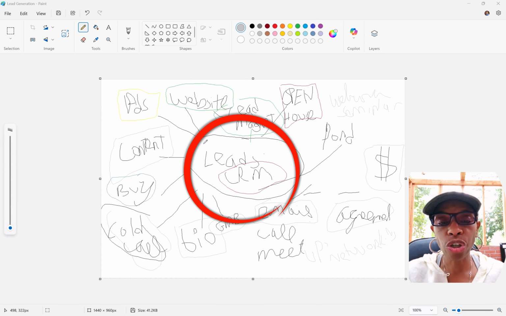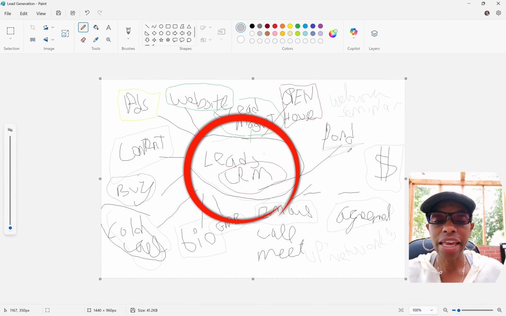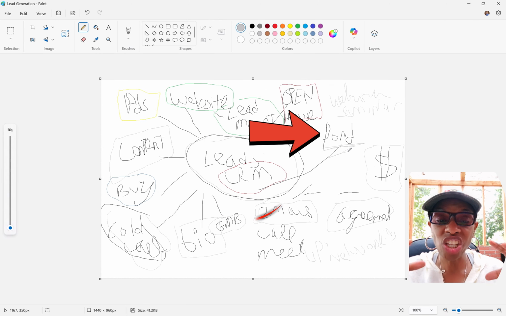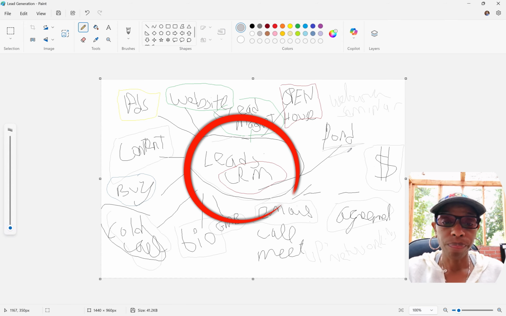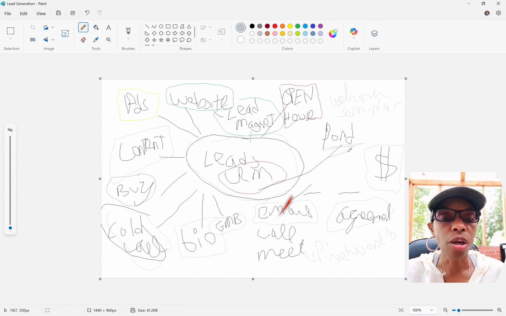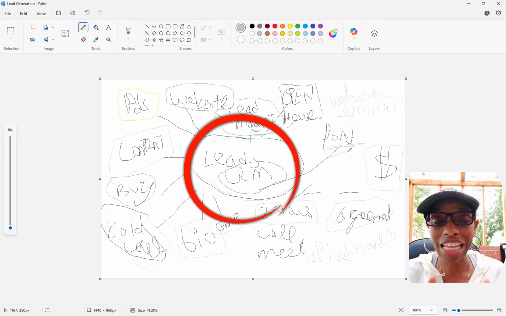So this circle here is what's called a pond. All of your leads go into what's called a pond, and in that pond is your CRM. CRM is your customer relationship management software, but technically it is anything that you use to organize your leads.